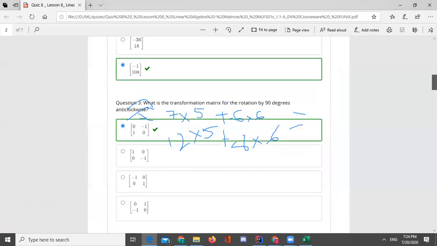What is the transformation, let me erase this. What is the transformation matrix of the rotation by 90 degrees anti-clockwise? So if I have a matrix and I rotate it 90 degrees and now I want to reverse it back, right? So let me try this. I think I understand this. Well, I'm not sure I know this, but I can try.